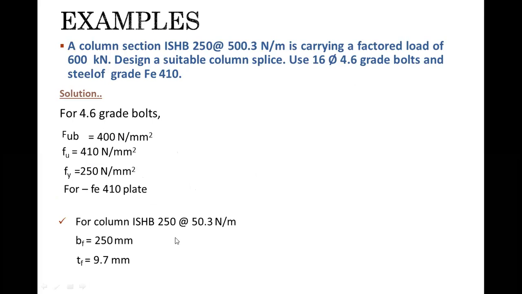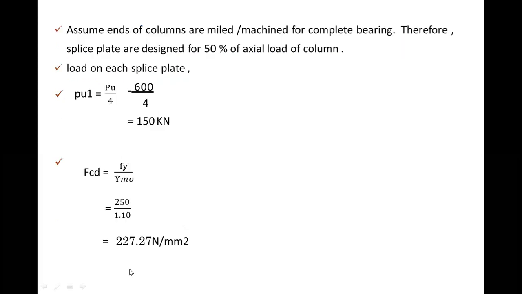So for ISHP 250 section, the criteria given in the steel table is the width of flange and thickness of flange, which is 250 mm and 9.7 mm. So assume the ends of the columns are milled or machined for complete bearing. Therefore, the splice plates are designed for 50% of the actual load of the column. So the load on each splice plate, which is PU1, is equal to PU by 4. PU given is 600 divided by 4. So our PU1 is equal to 150 kilonewton.